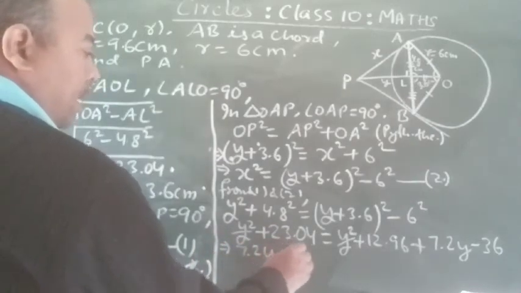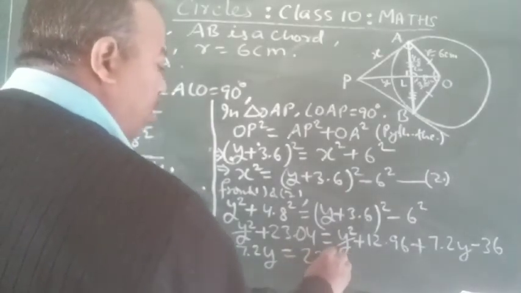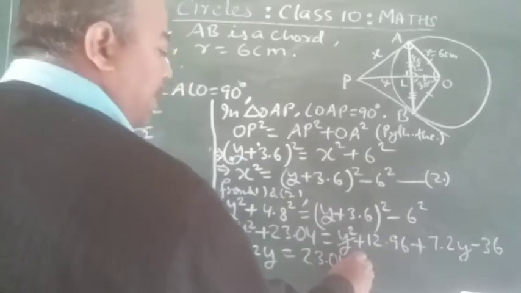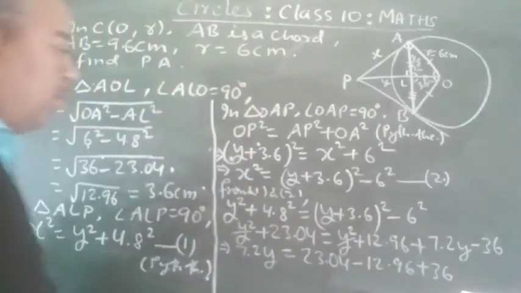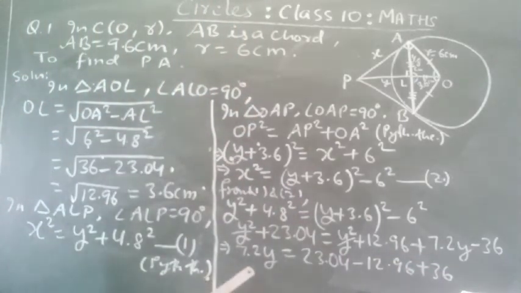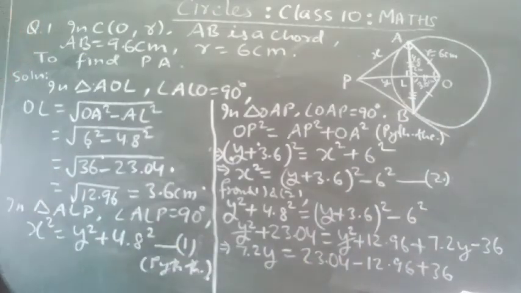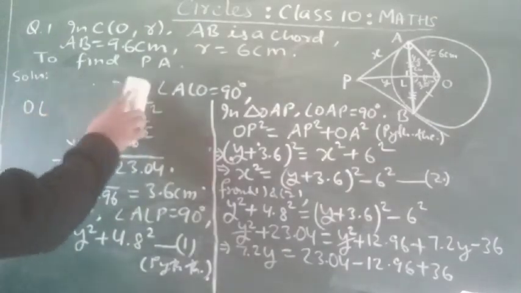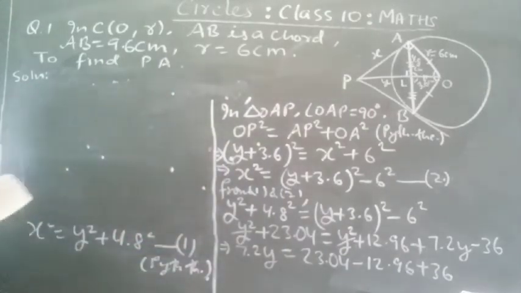7.2y equal to 23.04 minus 12.96 plus 36. Look at this. 7.2y equal to 23.04. This one will go to this side, 12.96, and it will be plus there. So here it will be what? I just wrote this one. Okay, this is equation 1.